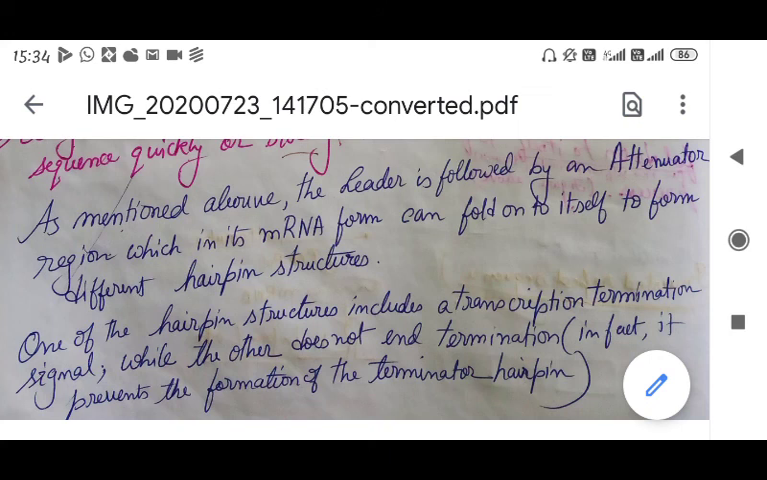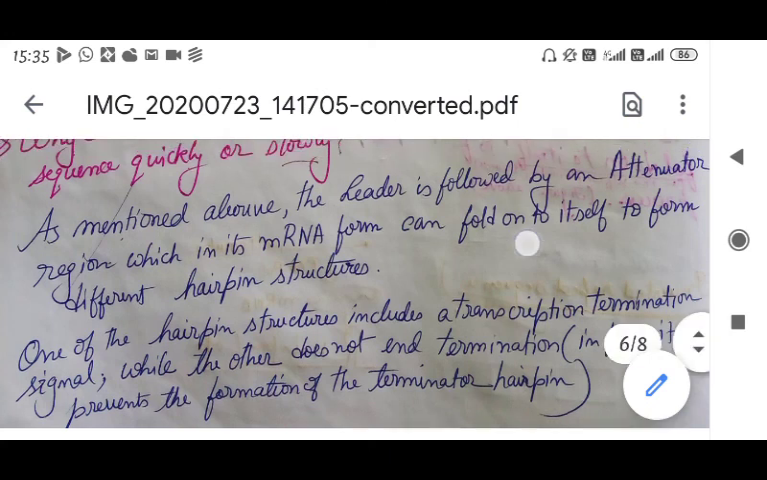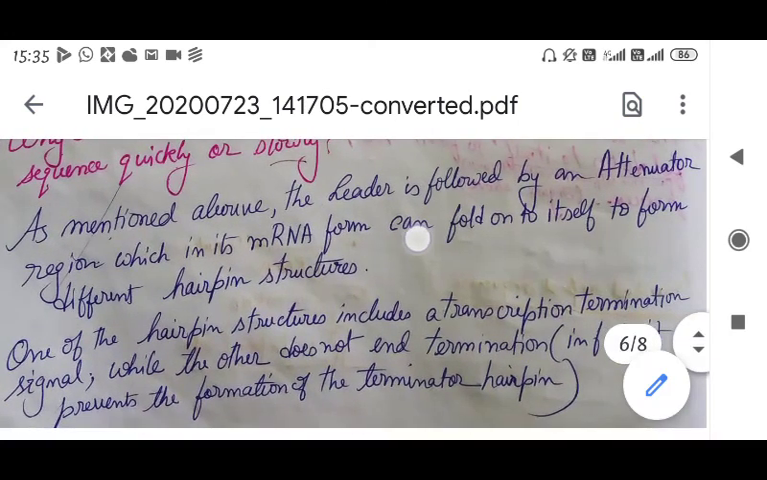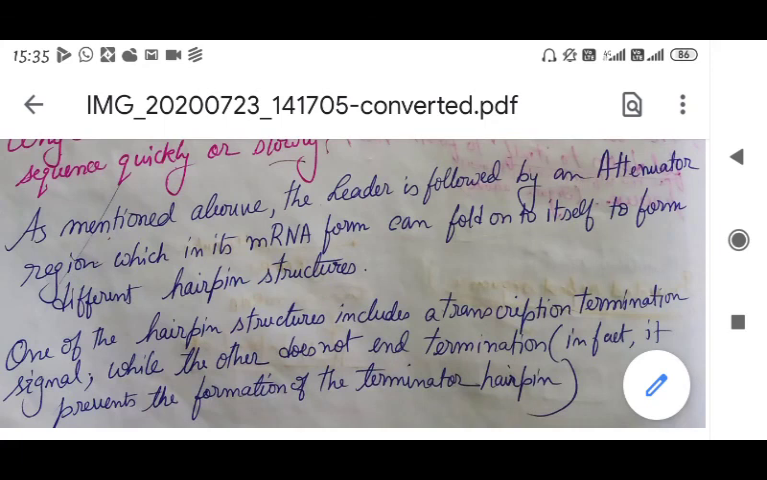One of the hairpin structures includes a transcription terminator signal, while the other does not end termination. In fact, it prevents the formation of the terminator hairpin. Again I repeat, it will look difficult, but it's very easy. I have said that the leader sequence is followed by an attenuator region.